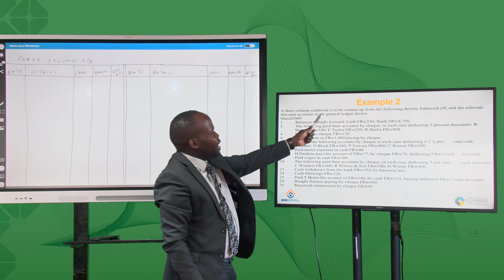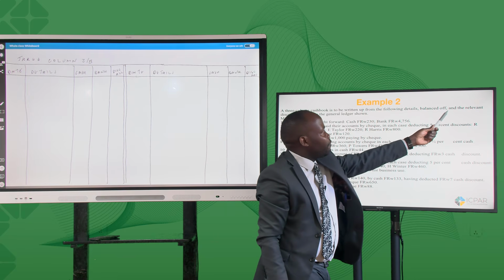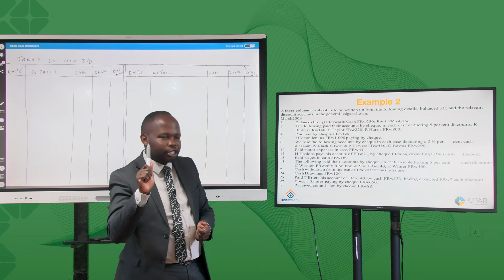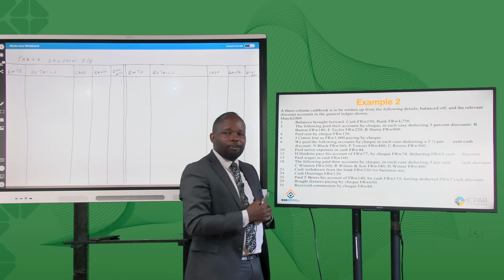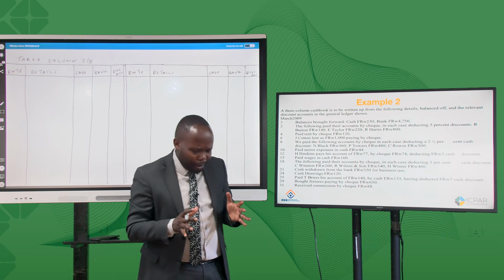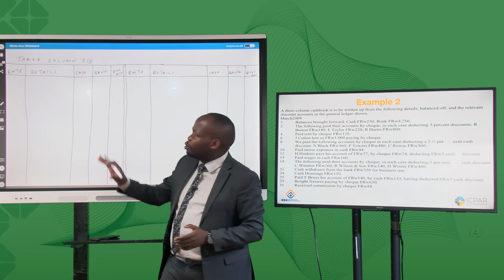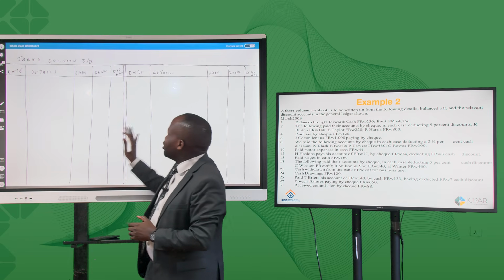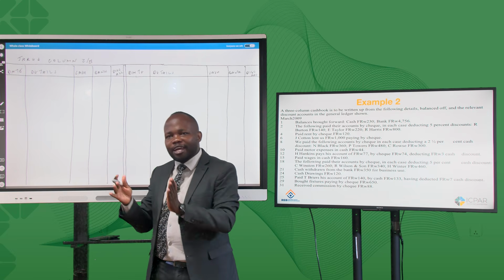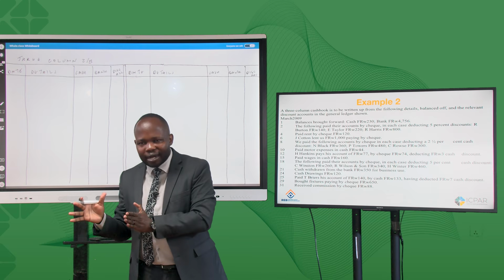A 3-column cash book is to be written up from the following details, balanced off, and the relevant discount accounts in the general ledger are shown. Now we are in the month of March. So these are the dates in the month of March, so we'll be posting the entries. The key point is, is it a receipt or is it a payment? Receipt goes on the debit side. Payments go on the credit side. The second question: does it go to the cash or does it go to the bank?